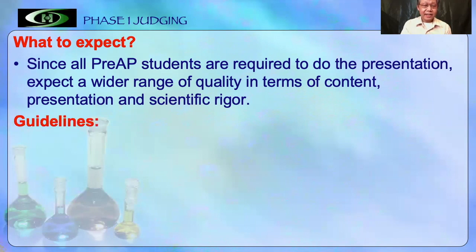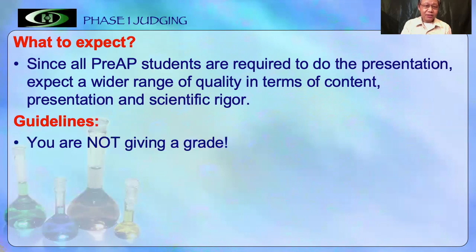So with that said, what are the guidelines? The first thing you need to remember as a judge is you are not giving a grade. While students are going to receive a grade for their project, that's their teacher's role. Your role is not to give them a grade. So when you're evaluating, don't think that you're giving them a pass or fail grade. You're simply giving them a rating.